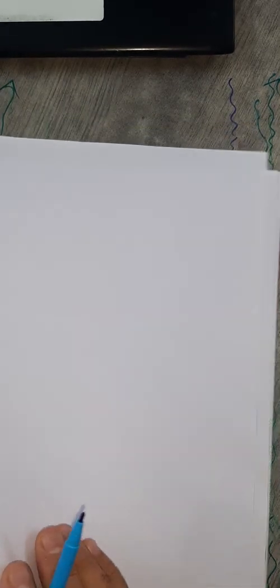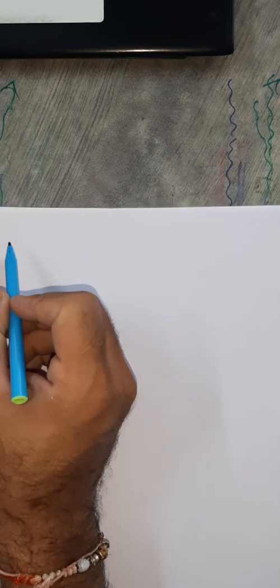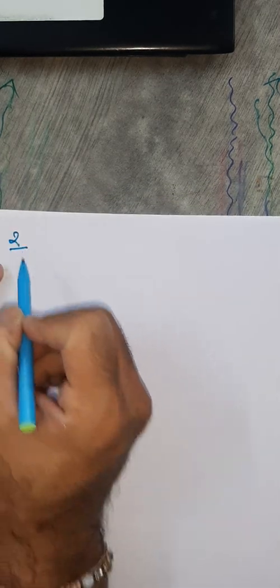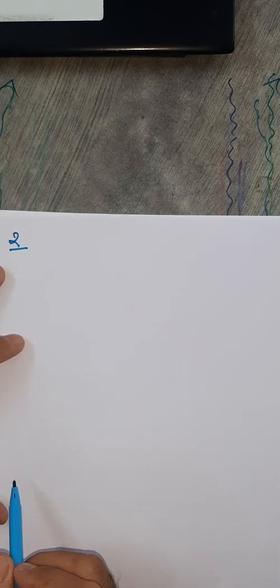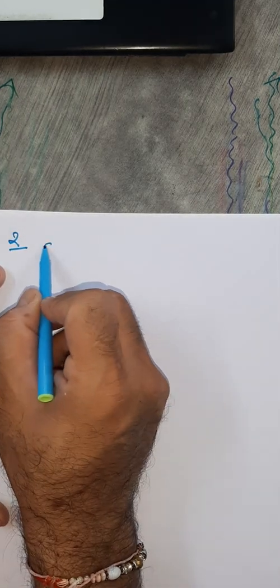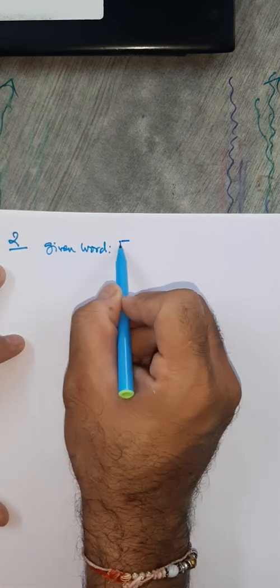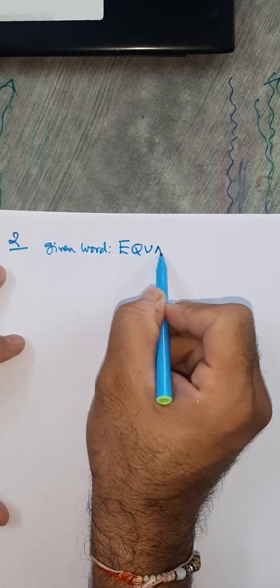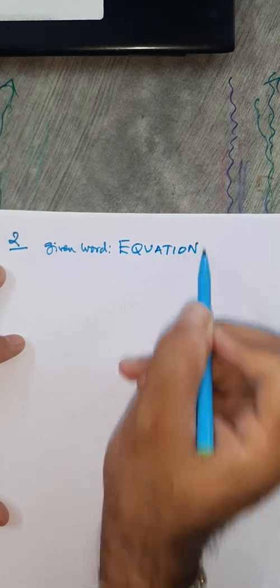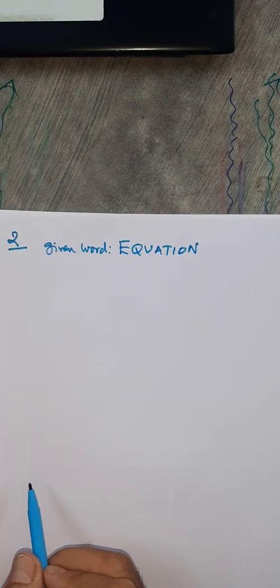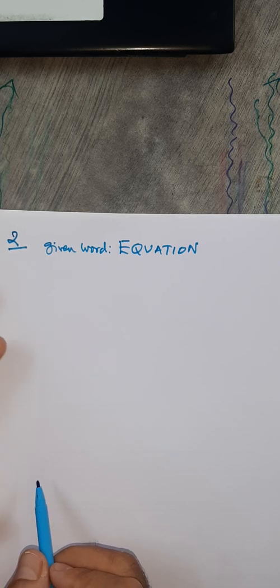Read the next question. What's the next question? How many words, with or without meaning is not important, can be formed using all the letters of the word equation here? Given word is here equation, with the condition that all vowels and consonants should occur together.